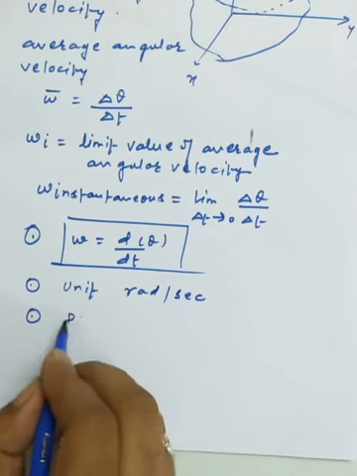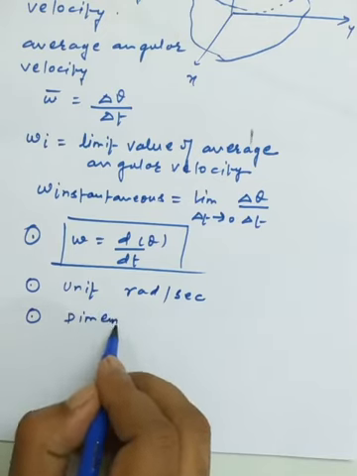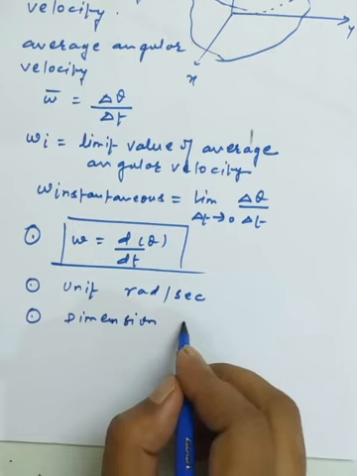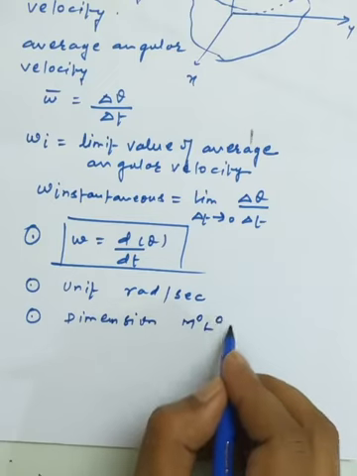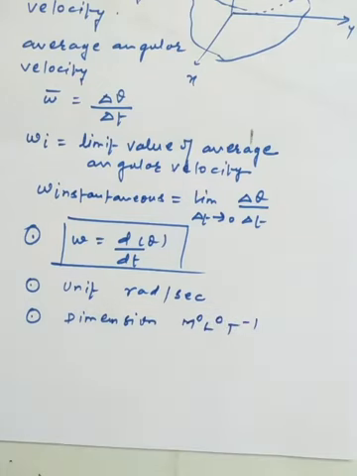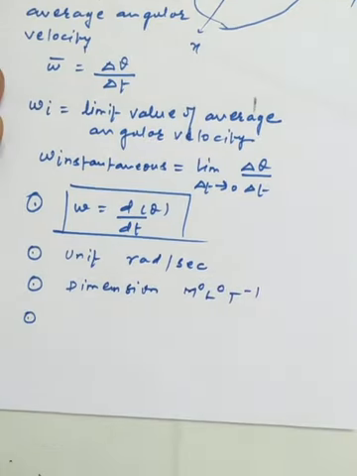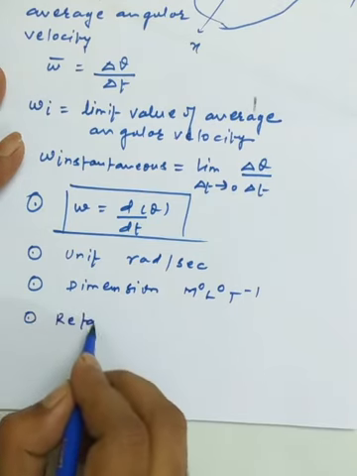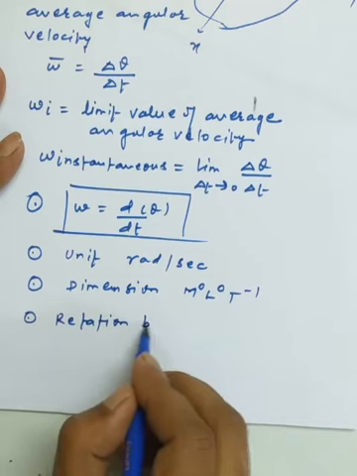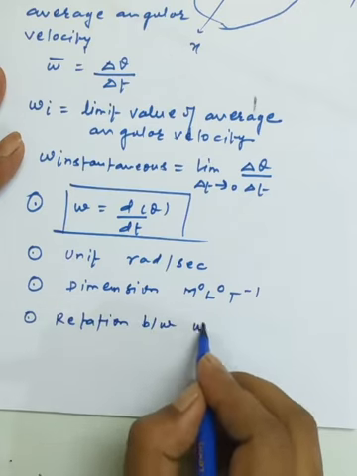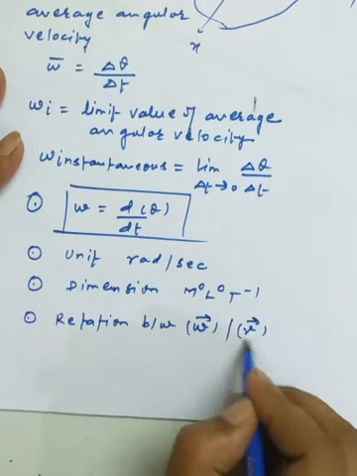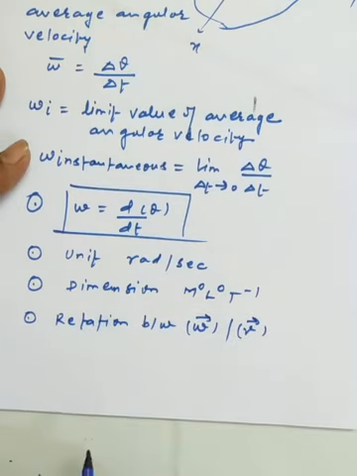Now if I am just talking about the concept of the dimension, the meaning of the dimension is there. That is M^0 L^0 T^-1, the basic dimension we have. Now we want to discuss the relation between omega and v. So how can we discuss it mathematically?